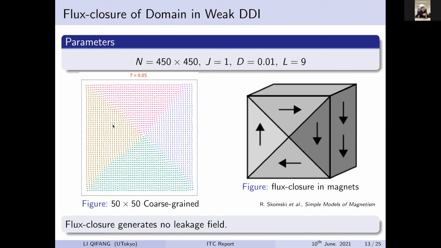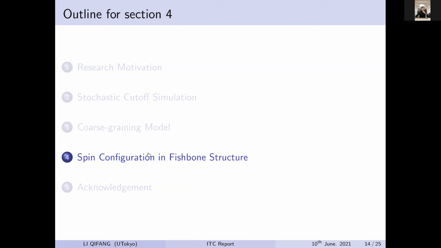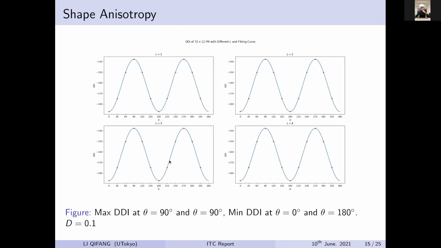And in this figure, we can observe the flux closure structure, and it is one of the classical structures we usually observe in real magnets in experiments. So this simulation generates the flux closure structure, and this structure generates no leakage field, and this satisfies the least energy requirements. And I will introduce my simulation results on the spin configuration in the fishbone structure.